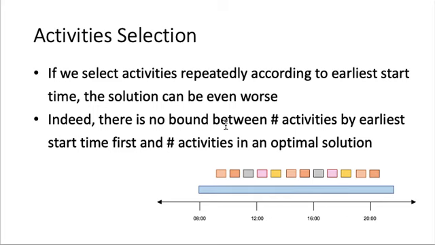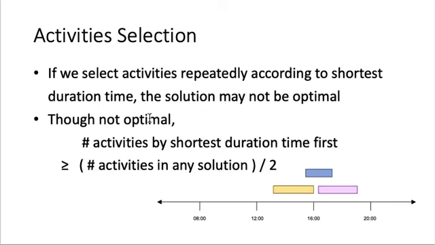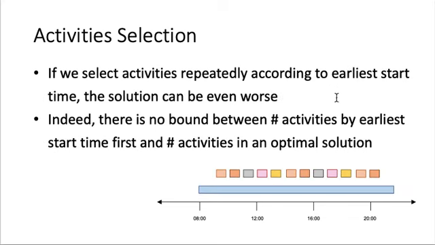So here there's no bound between the number of activities selected by earliest start time and the number of activities in the optimal solution. So this is even worse. So let's get back to the previous one: it's not optimal, but it is at least half of the optimal. And here, for this one, there is no bound. So the optimal could be way, like order n times better than the earliest start time method.